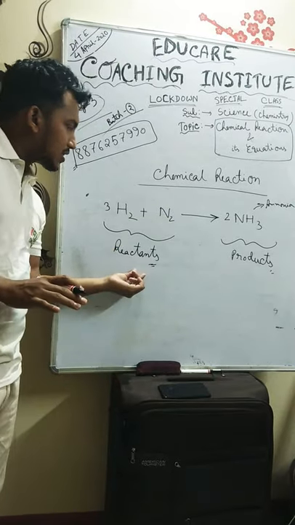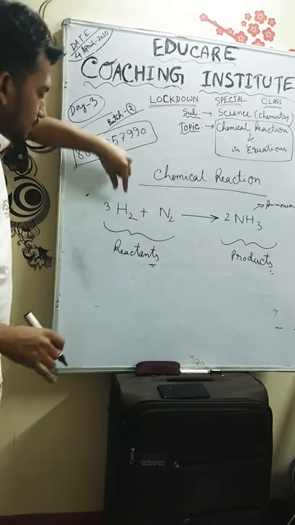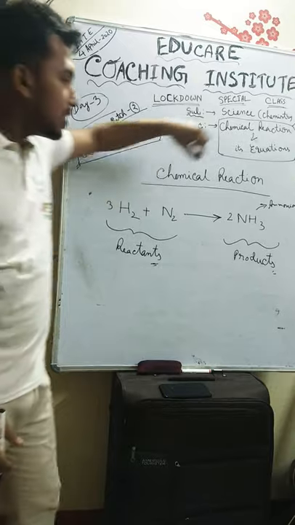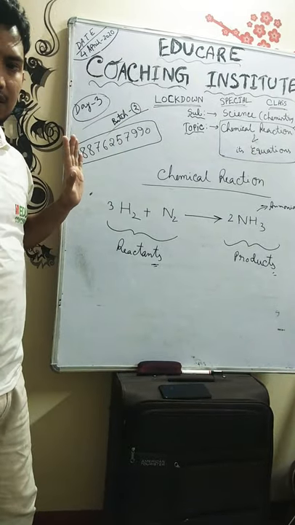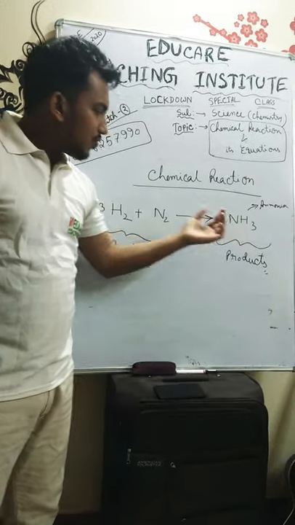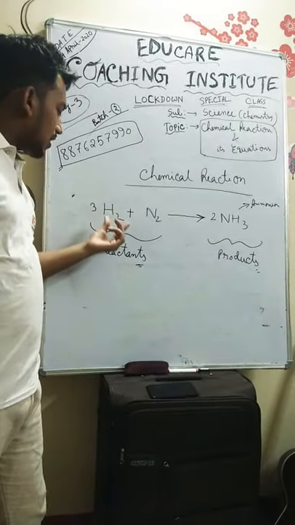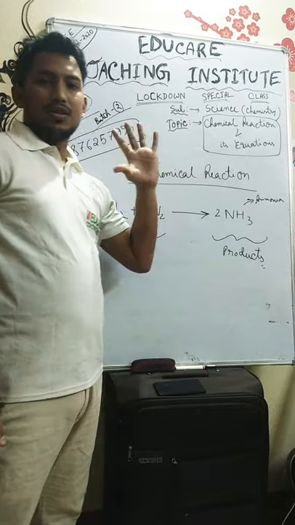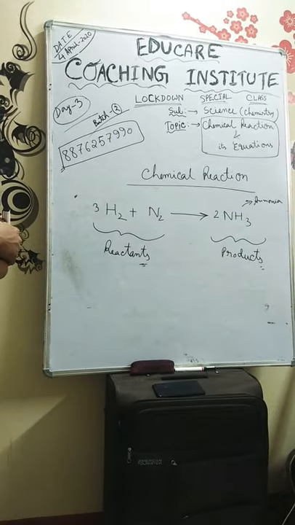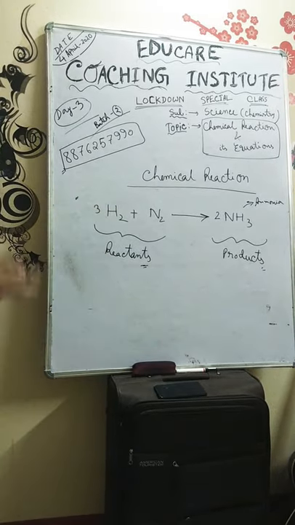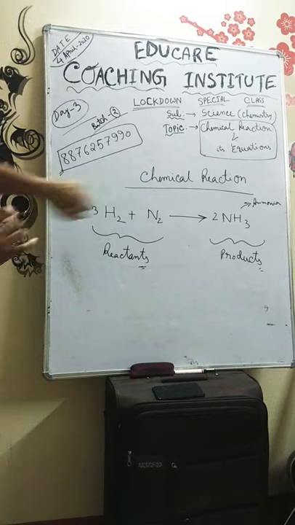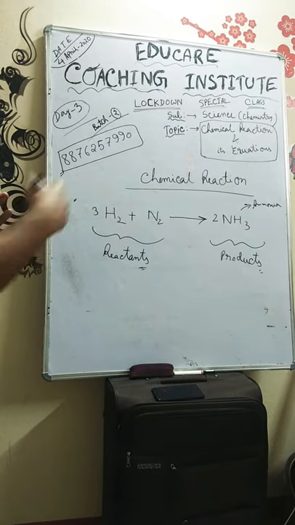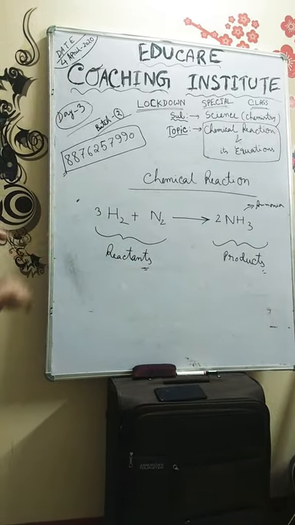In a chemical reaction or chemical change, what is happening? Hydrogen has some property and nitrogen has some property. But when they react, a new substance is formed. Completely a new substance is formed. And the properties of the reactants will not be similar to the properties of the products. Ultimately, it cannot be reverted directly. So clearly you can see which type of reaction the properties of products can be different from the properties of reactants.